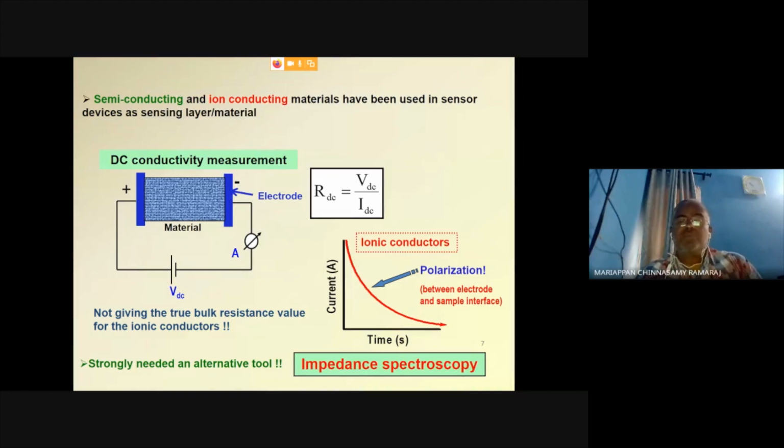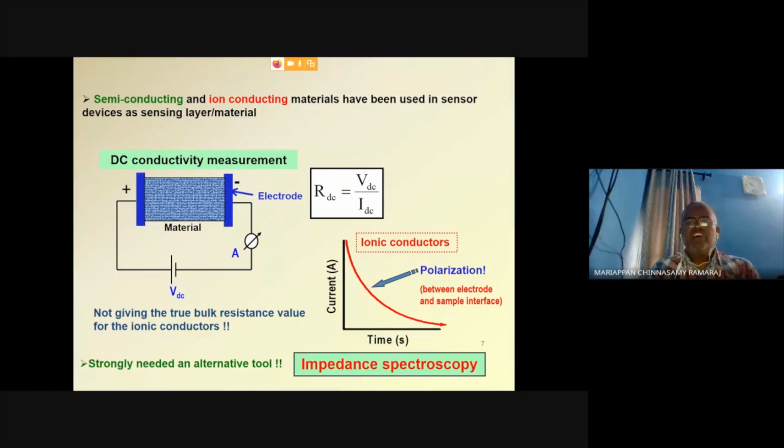If you use this impedance spectroscopic technique, you can measure the resistance, that means the impedance. Once we come to the impedance technique, impedance, capacitance, dielectric constant, dissipation factor and so on, all these electrical parameters you can measure simultaneously. That is the advantage of impedance spectroscopy.